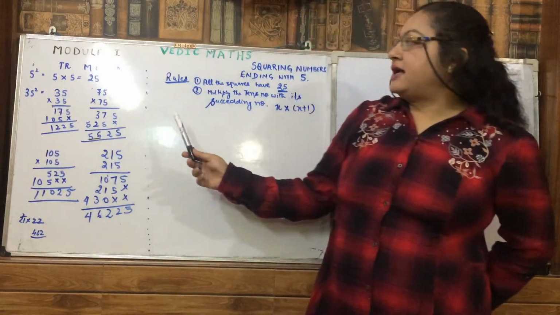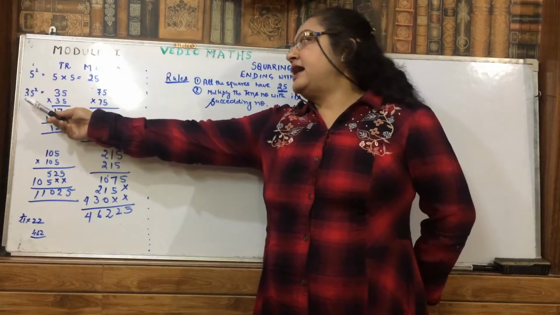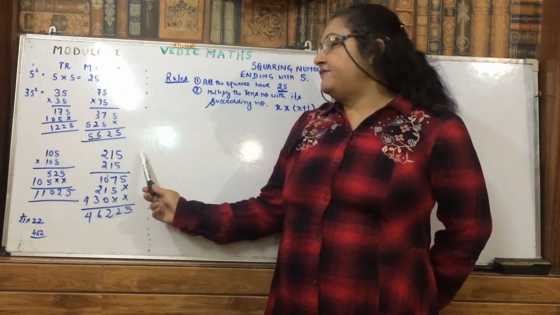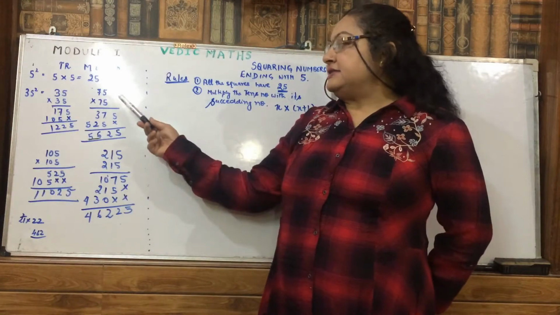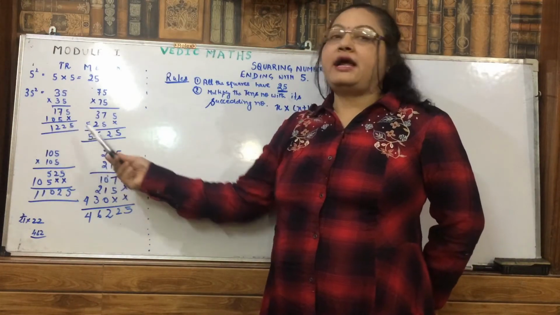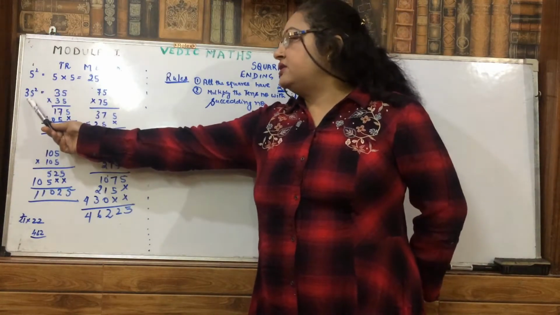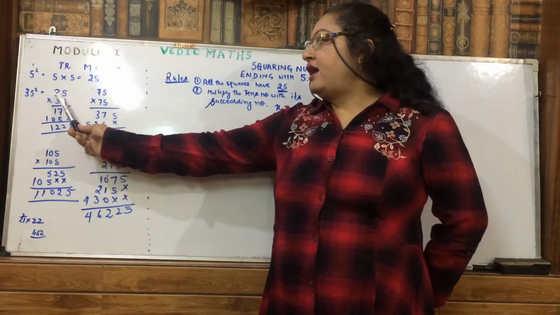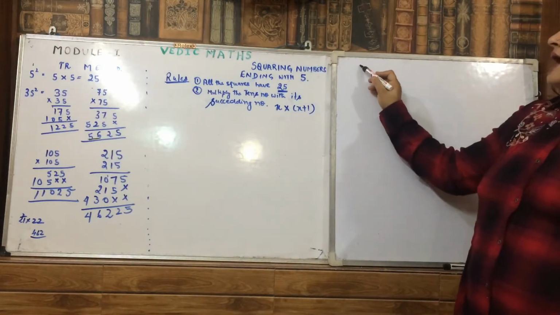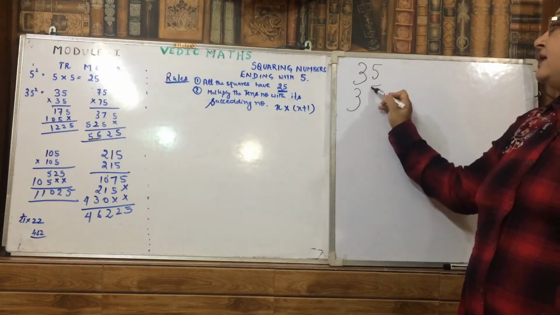Now let's look at the traditional method of multiplication of numbers ending with 5, like 35, 75, 105, 205. Let's see how the procedure goes, how many steps are involved and how much time is required to calculate them. Let's look at 35 square. 35 into 35. Let's take this example and calculate.